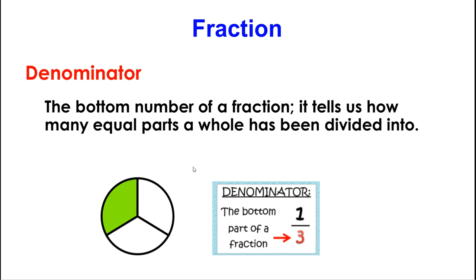The denominator is the bottom number of a fraction. It tells us how many equal parts a whole has been divided into. My whole circle has been divided into 3 equal parts. The bottom part of the fraction is the denominator, and it is 3.